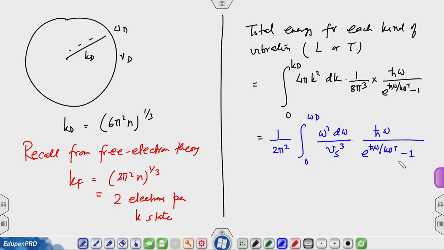So, what we have done here is that the dispersion omega equals Vs k has been used.